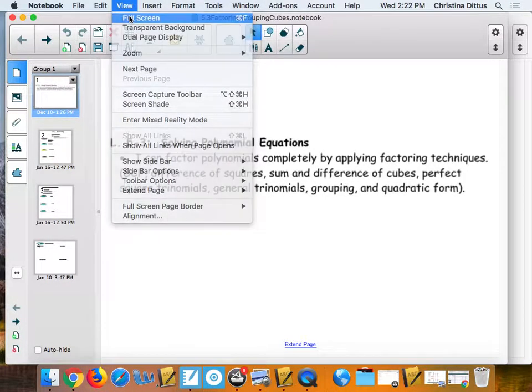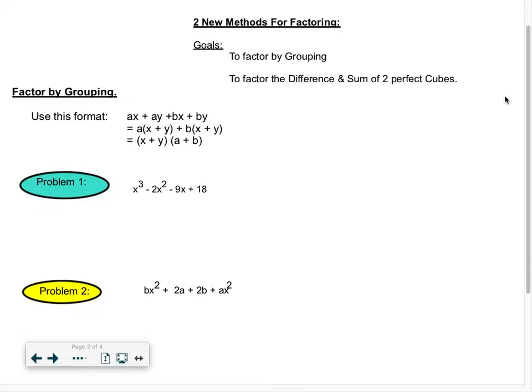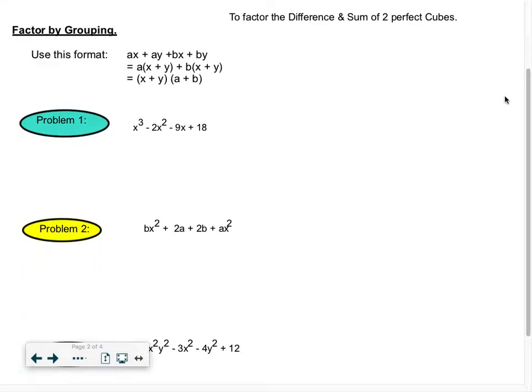Oh, yeah. This is what we're doing today. That exact same thing, except it's not squared anymore, it's cubic. Okay. So write your first example down. x cubed minus 2x squared minus 9x plus 18.